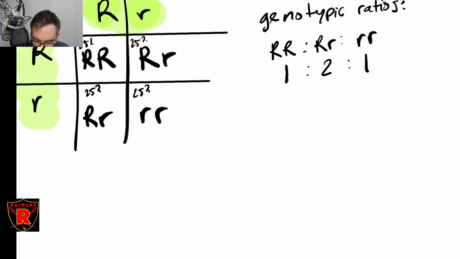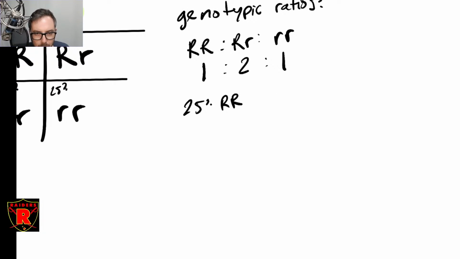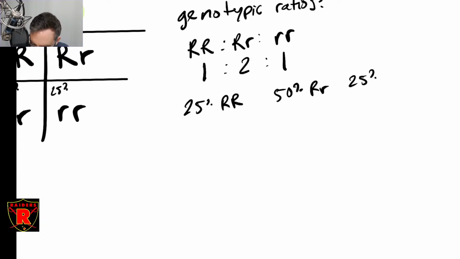Another way of writing this, if you don't want to write it as a ratio, you can also write it as a percentage. So 1 out of 4 is big R, so that's 25% big R. 2 out of 4 is big R, little r. That's 50%, right? 50% big R, little r. And little r is 1 out of 4, so it's 25% little r.